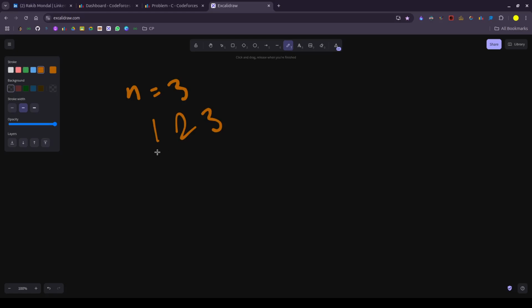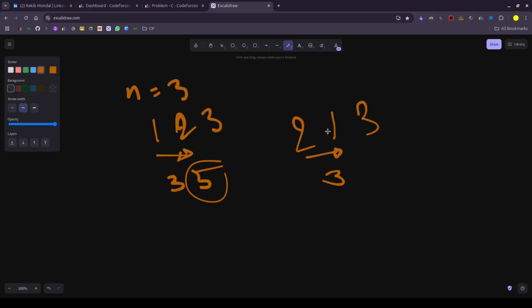If we construct it like this, 1 and 2 is 3. This is a prime number, so it is not possible. And 2 and 3 is 5, which is also a prime number. This is not possible. If we construct 2 1 3, 2 and 1 is 3, but 1 and 3 is 4, which is not a prime number, but here it is coming a prime number. So this is not possible.